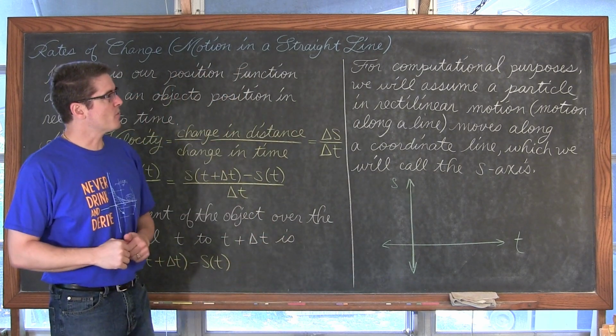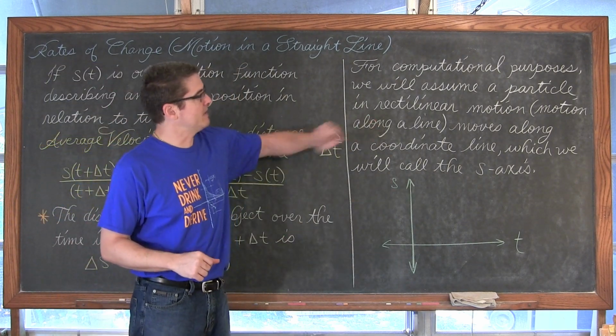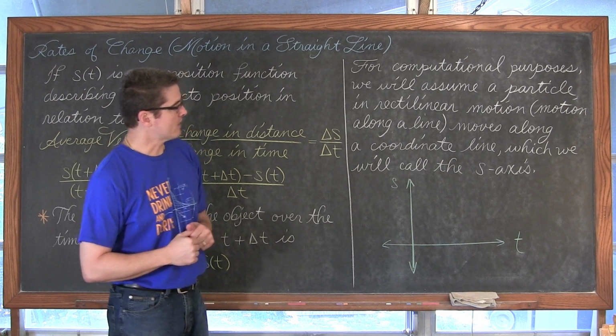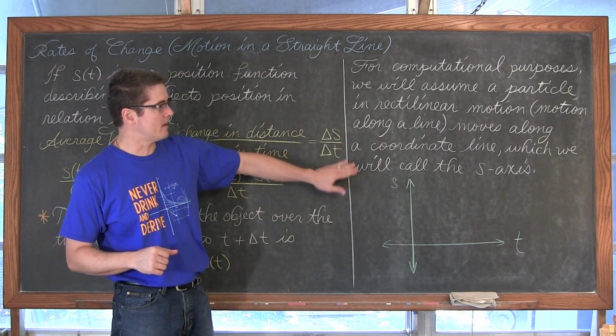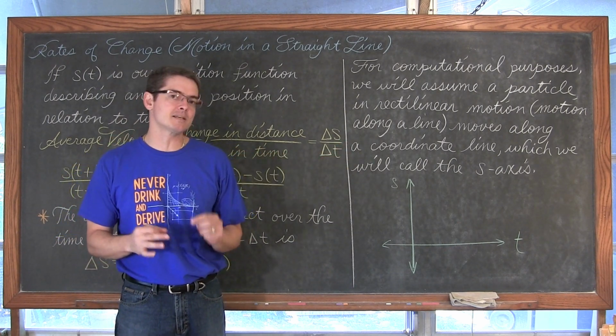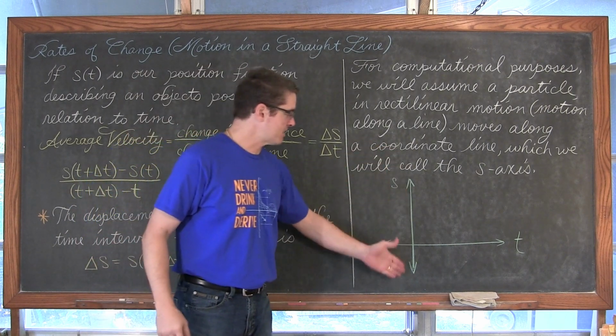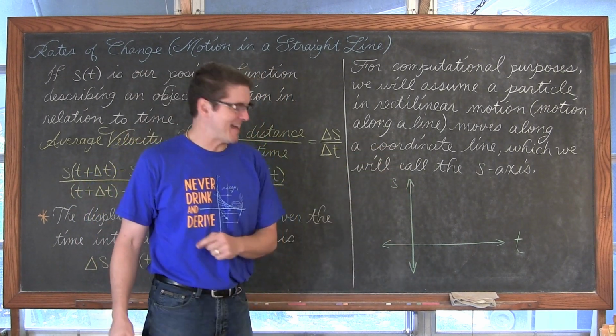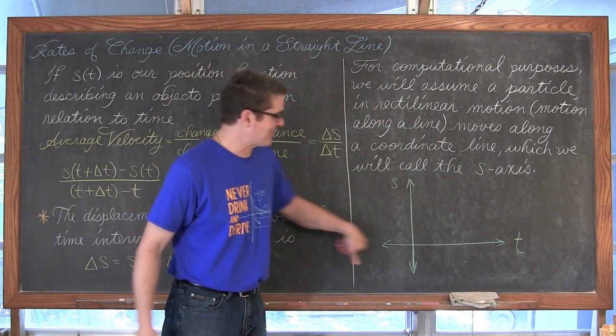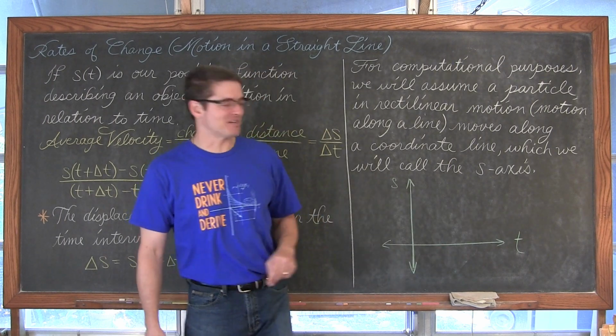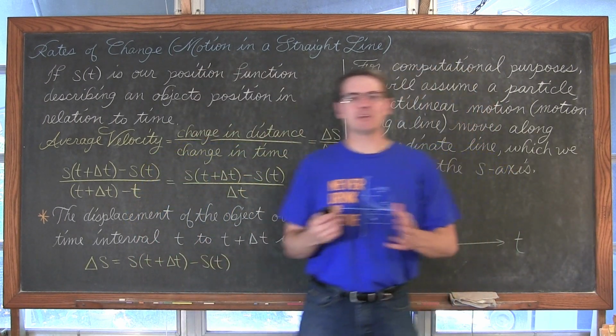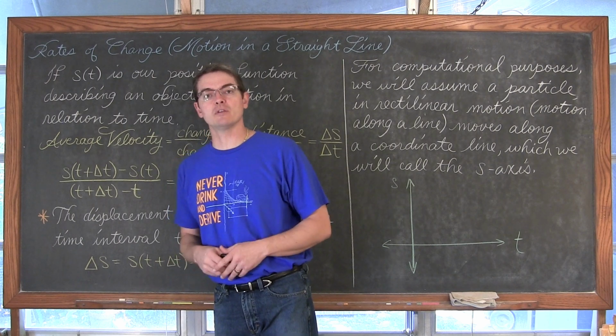For computational purposes, we'll assume a particle in rectilinear motion, or motion along a line, moves along a coordinate line, which we will call the s-axis. And so here I've drawn an example where our s-axis is vertical, and time is along the horizontal axis. Let's just do a couple of time plots here before we get into some more notes.